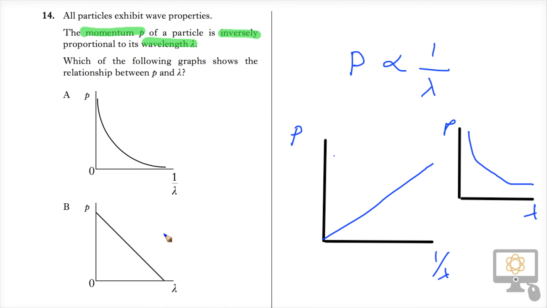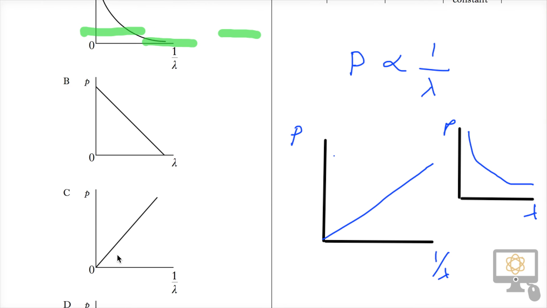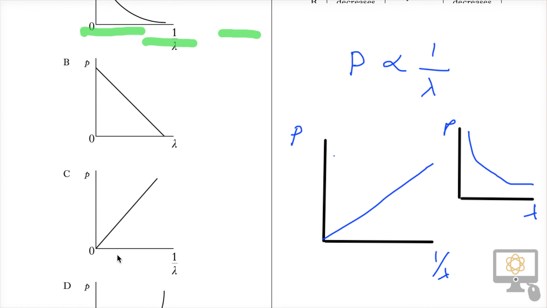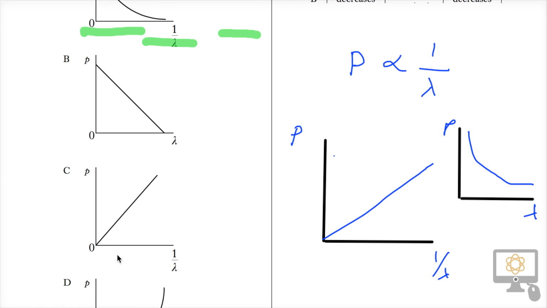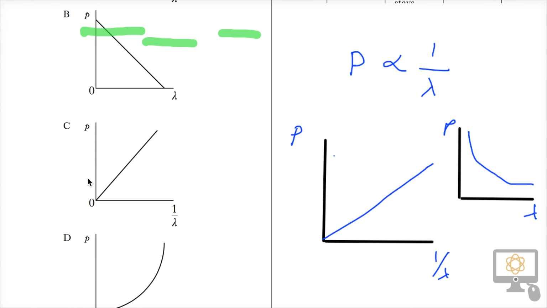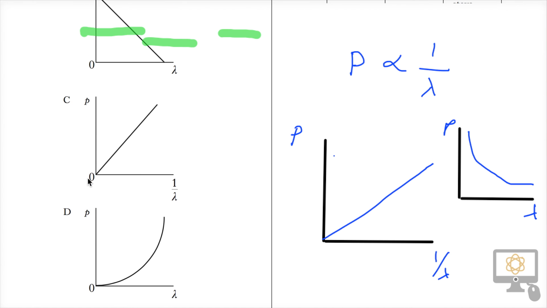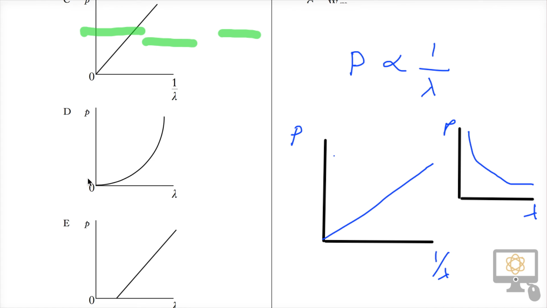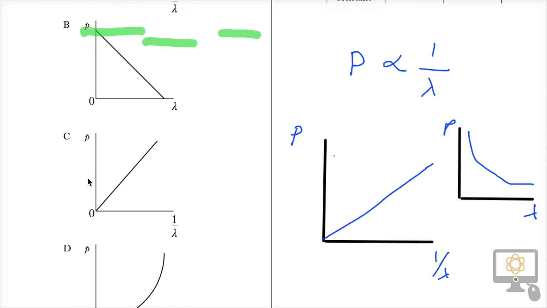So let's see what the options are. The first one is P against 1 over lambda. It does not look like this. It looks like that. That's not correct. The second one also not correct. The third one, P and 1 over lambda, and we've got it just like that. So we would expect our answer here to be C. Let's have a look at the others. D isn't correct and E is not correct either. So let's say that our answer is C.